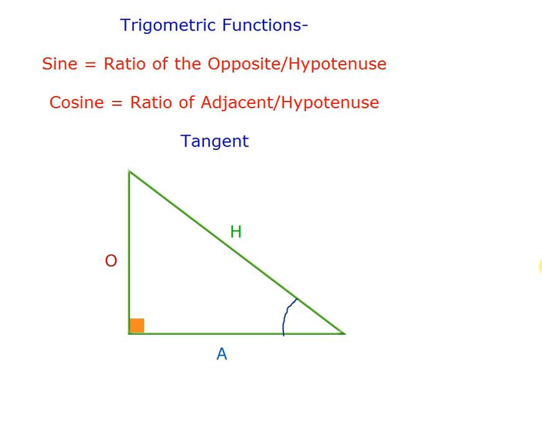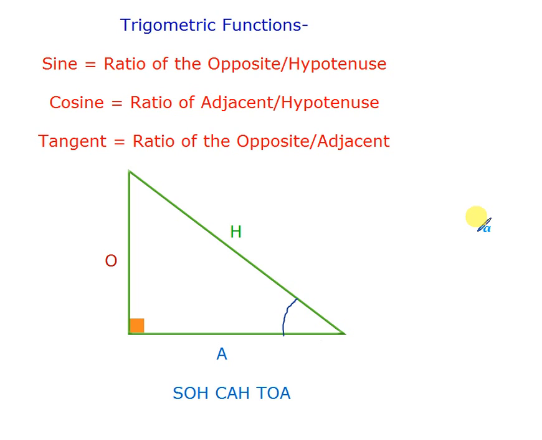If we look at the cosine, it's the ratio of the length of the adjacent divided by the length of the hypotenuse, and the tangent is the ratio of the opposite versus the adjacent. To help you remember these, there's a mnemonic that you might have already come across. SOHCAHTOA. SOH is sine is opposite over hypotenuse. CAH is cosine, adjacent over hypotenuse, and TOA is tangent, opposite over adjacent.